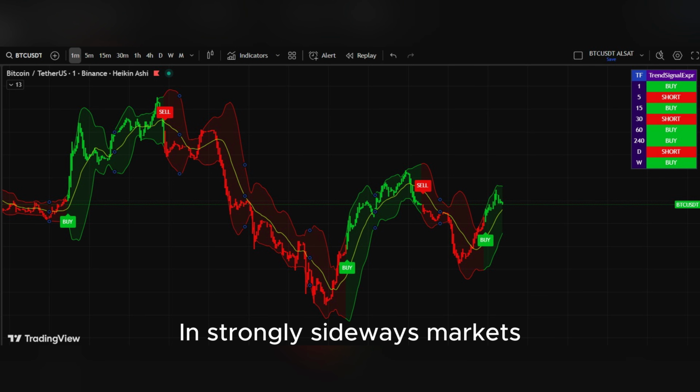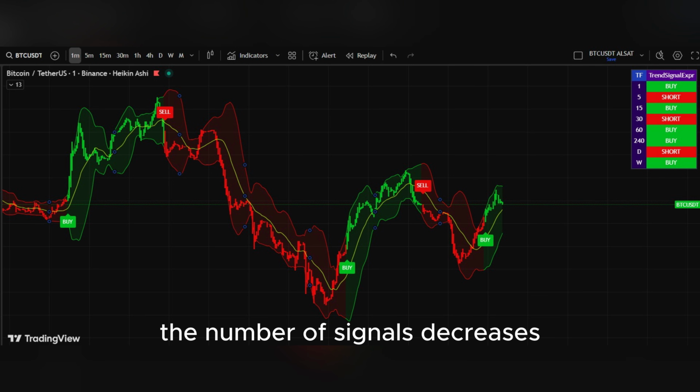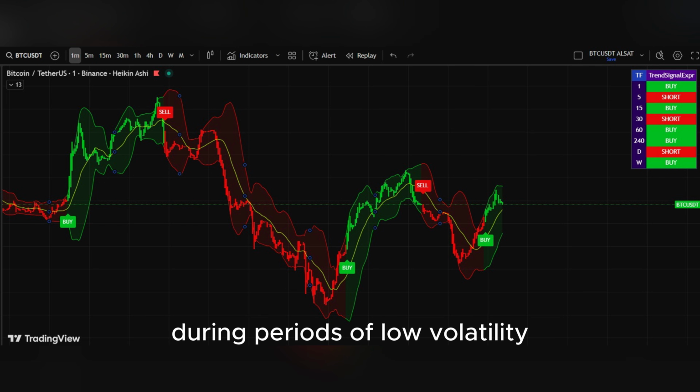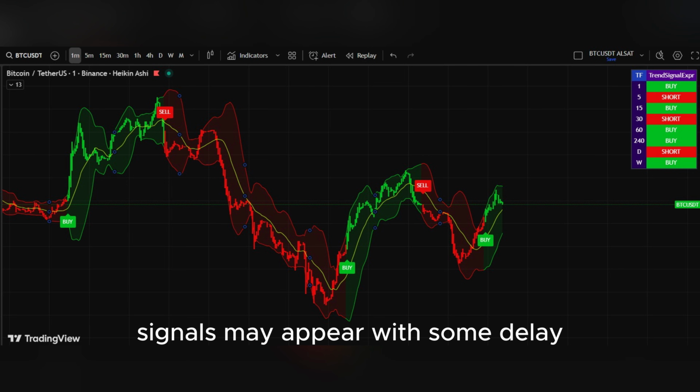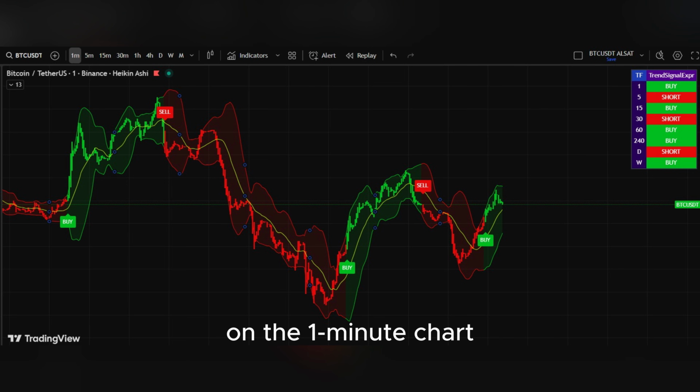Disadvantages. In strongly sideways markets, the number of signals decreases. During periods of low volatility, signals may appear with some delay. On the 1-minute chart, aggressive price movements can cause rapid signal flips. However, this can be corrected by increasing the ATR multiplier.